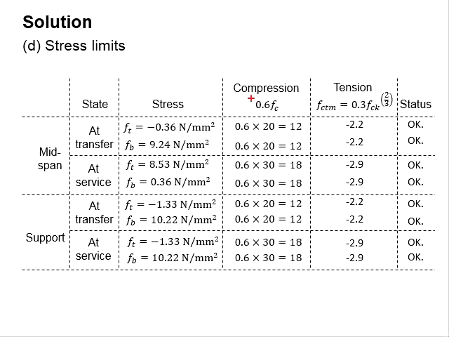The compression limit refers to 0.6 of the compressive strength of the concrete. As the compressive strength of the concrete at the transfer stage is lower, the limiting value will be lower. As the flexural crack is allowed, the tensile stress limit will be determined by fctm.